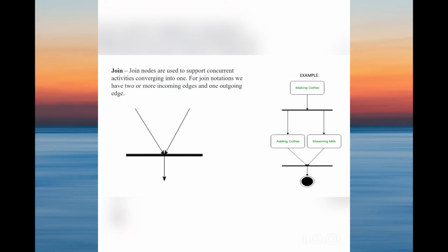Join nodes are used to support concurrent activities converging into one. For join notations, we have two or more incoming edges and one outgoing edge. Join nodes are introduced to support parallelism in activities. The notation for a join node is a line segment with several activity edges entering it and only one edge leaving it.